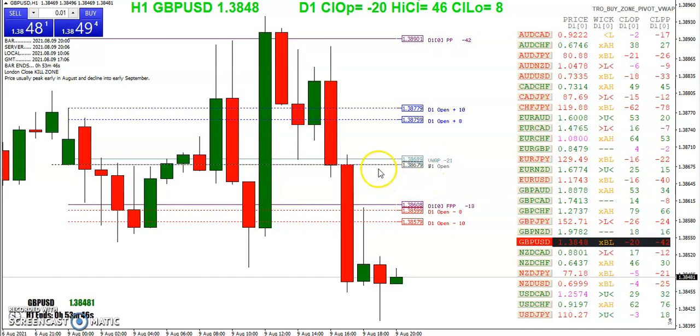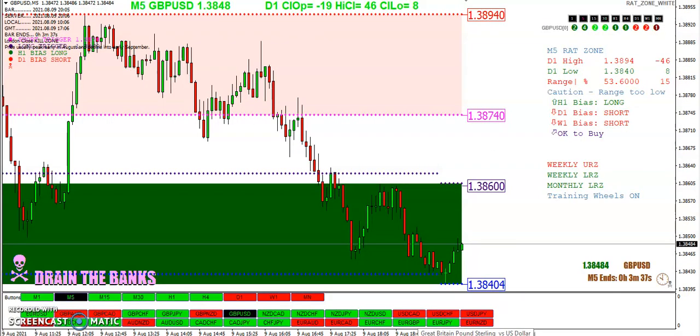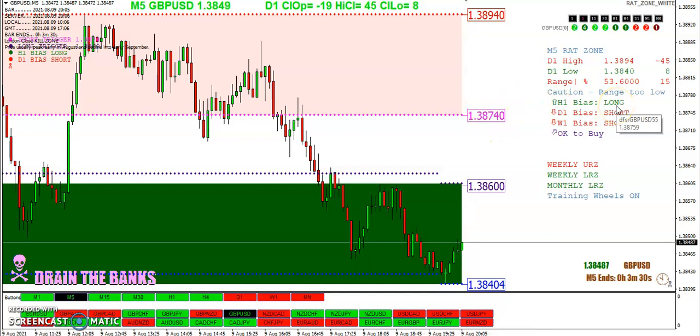Here, once again, just looking at the buy zone, daily open, weekly open, the same on Mondays. And you can see here prices moved away from that weekly open. Rat zone. I say range is too low because I like to see 60. We're only at 53. But you can see here, there were opportunities to make money for the green rats. Even though it hasn't gotten out of the rat zone, there were still some nice little trades to be had.